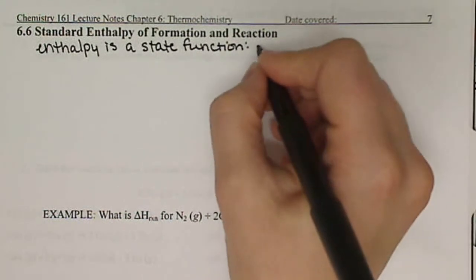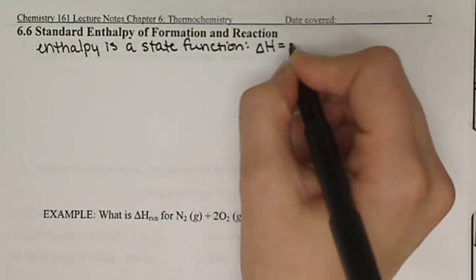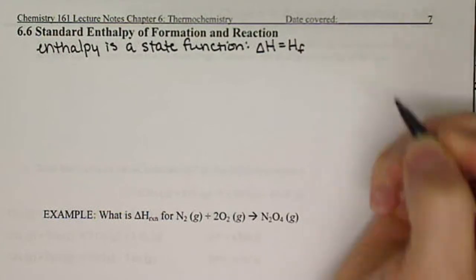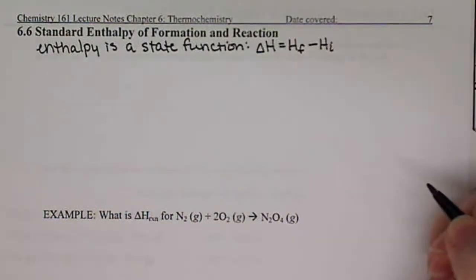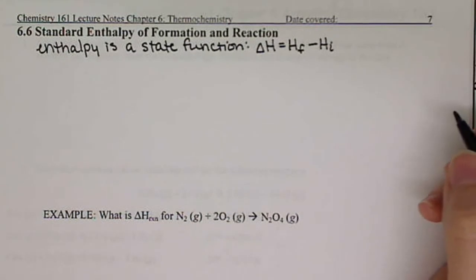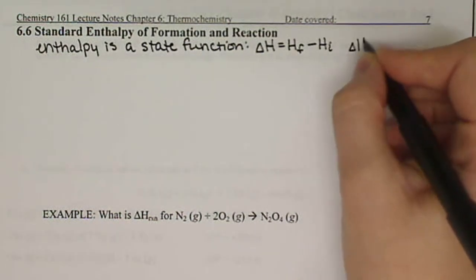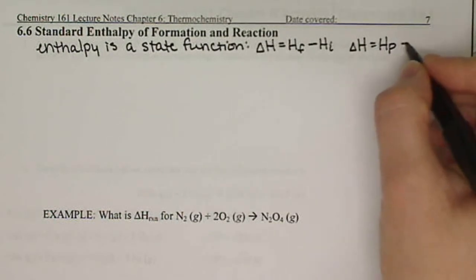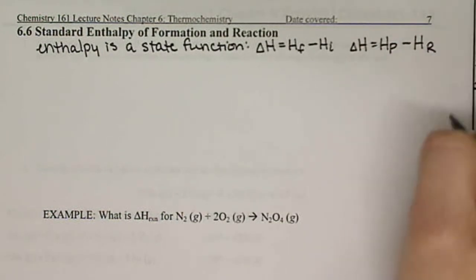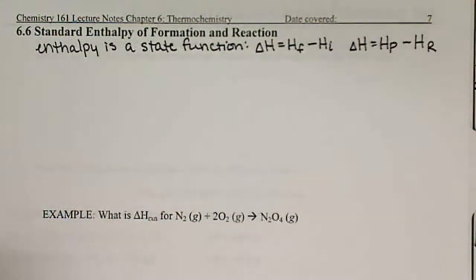What that means for us is our delta H is going to be the enthalpy of our final minus the enthalpy of our initial. Or in other words, for a chemical reaction, our final is going to be the enthalpy of our products minus the enthalpy of our reactants.